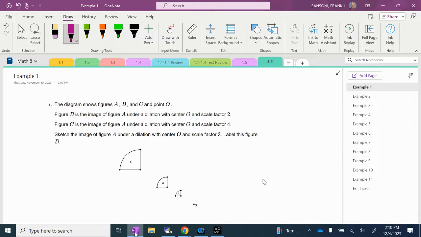Okay, so we're going to be working with both 3.2 and 3.3. Most of them are going to be enlargements to start, and then we're going to start looking at reductions. And it's all based off of the scale factor. So the first thing I want you to do is draw a line. For our dilation, our center is always going to be the O. And I want you to draw a line with your ruler going through the bottom of A, the bottom of B, and the bottom of C. So it looks just like that.